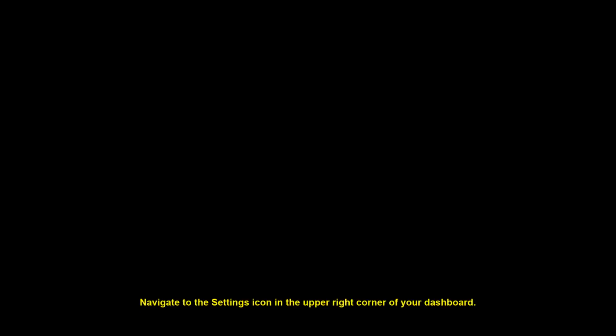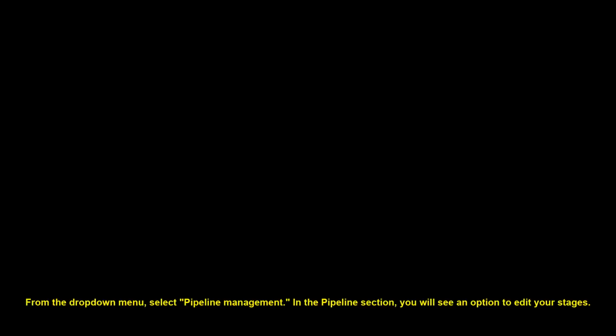Navigate to the settings icon in the upper right corner of your dashboard. From the drop-down menu, select Pipeline Management. In the Pipeline section, you will see an option to edit your stages. Click on the Edit Stages button.